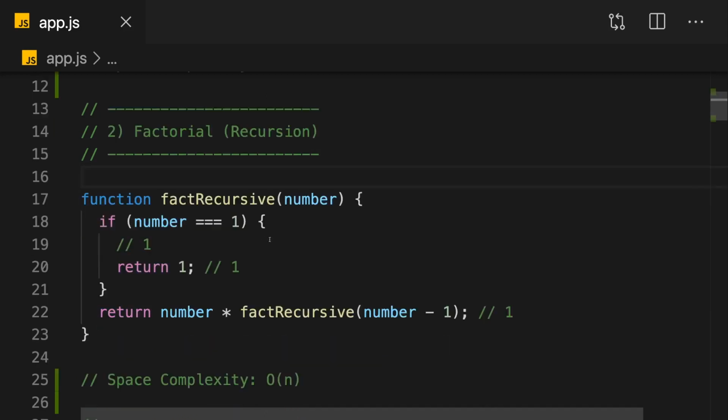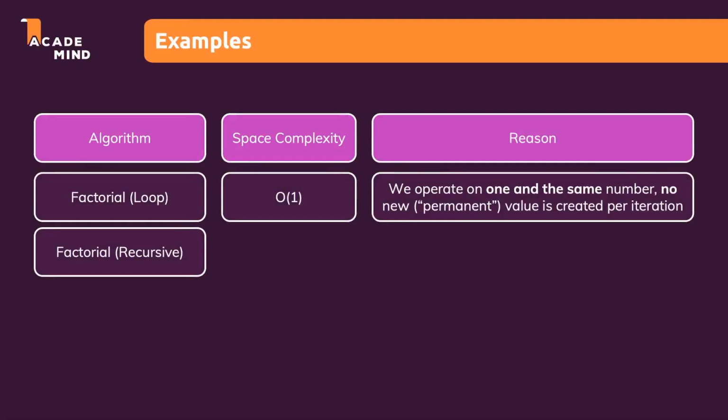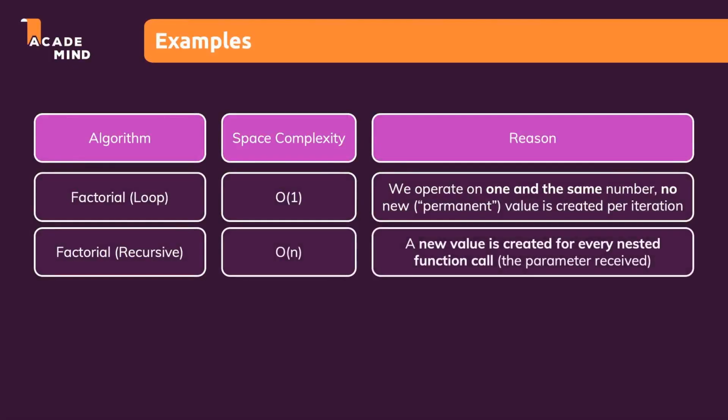We have different space complexities here. So that recursive factorial algorithm has a linear space complexity because we create a new value for every nested function call.